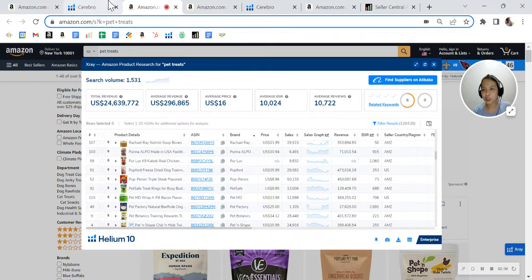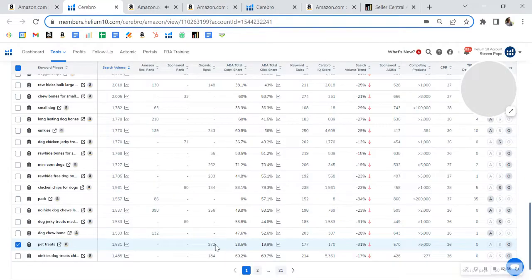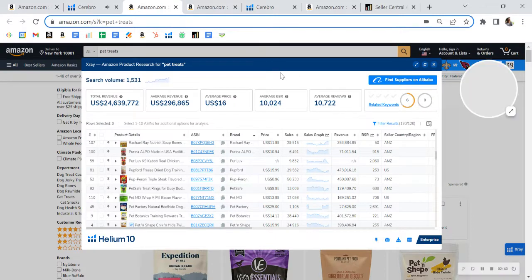Now I'd like to ask you something. Is your organic ranking of 272 giving you sufficient market share out of this 24 million? I think the answer is no. There's still a lot of market share available for you to take advantage of. And wouldn't it make a difference even if you get 1% out of this total revenue? I mean, that's gonna make a huge difference in your sales.